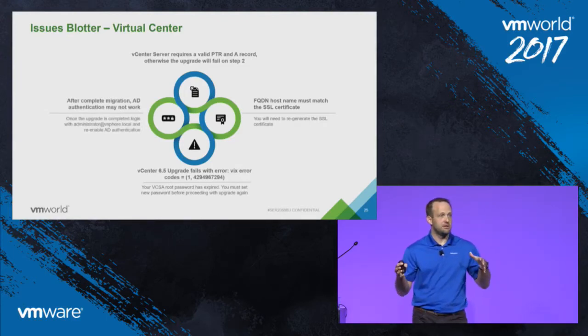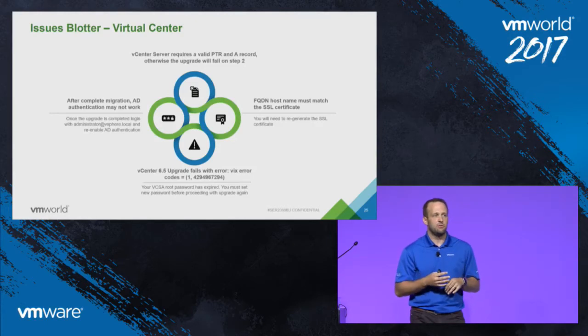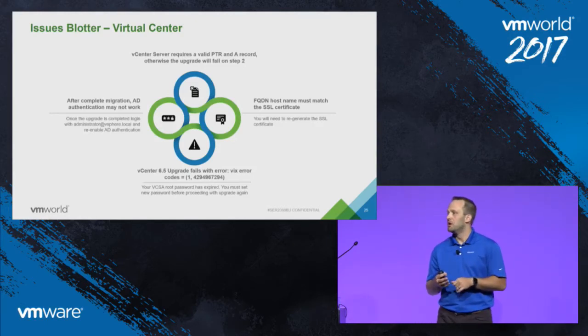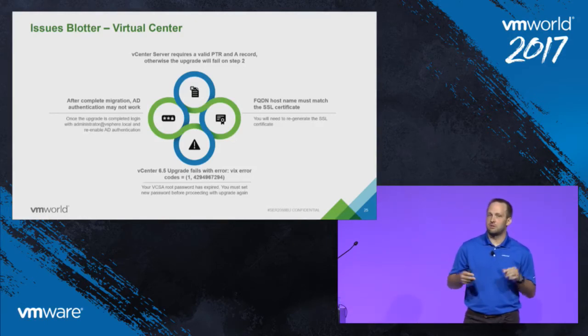After completion of the migration from, like, a Windows PSC to a Linux PSC, we've experienced it about 50-50 that the PSC won't talk to Active Directory anymore. So at that point, you just log into it with administrator@vsphere.local and rejoin it to Active Directory and it'll start working again.